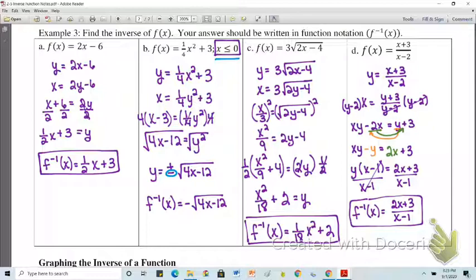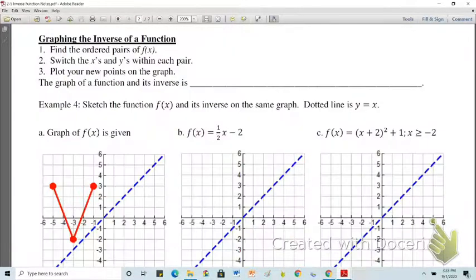Okay, we are going to move on to the last part, which is graphing the inverse of functions. Just like writing the equations of inverse functions, I have some rules to follow for graphing inverse functions. And this is probably the easiest thing we will do in this entire lesson. So we are going to, number 1, find the ordered pairs of f of x. We're going to make a t-table. 2, we're going to make a new t-table by switching our x's and our y's. And 3, we're going to plot our new points on the graph.